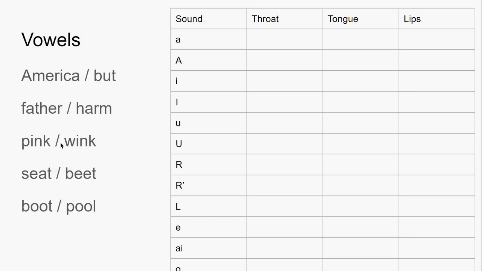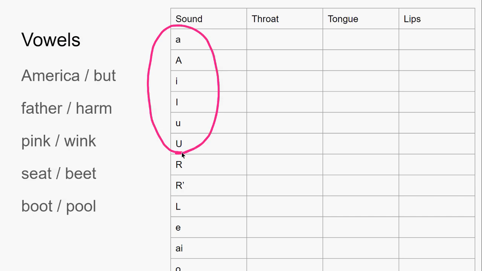So last time we talked about these first 6 sounds, which are shown here in this table.